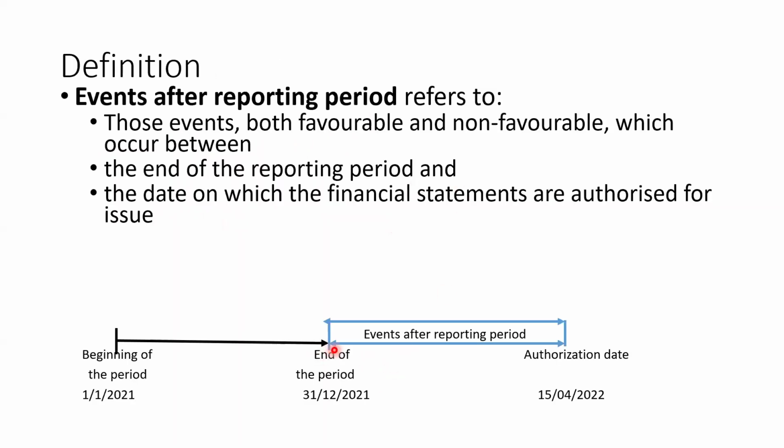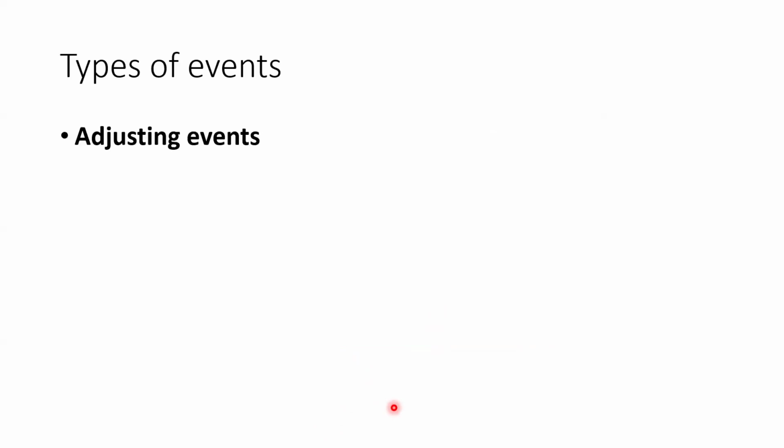So for events occurring in this period, for the financial statement that you are preparing for 31st December 2021, if the events are adjusting events, then you have to reflect them in this financial statement. You have to adjust them. But if they are non-adjusting events, you don't adjust the financial statement. You only disclose them in the notes to the accounts. So that's what I've said so far.